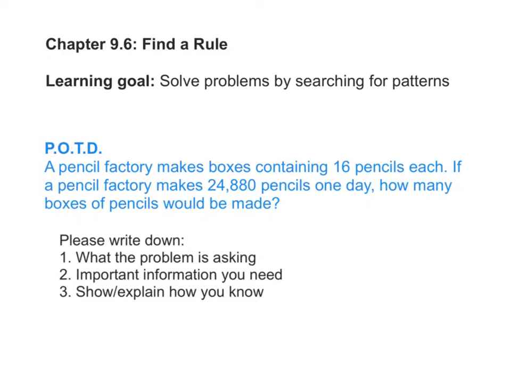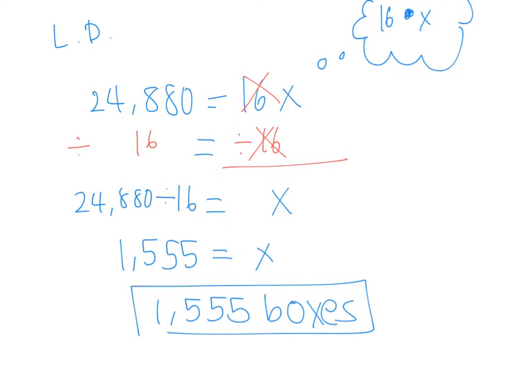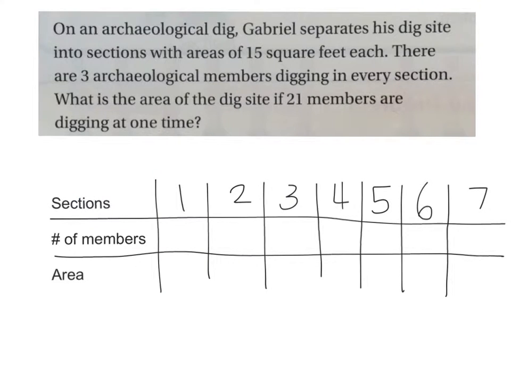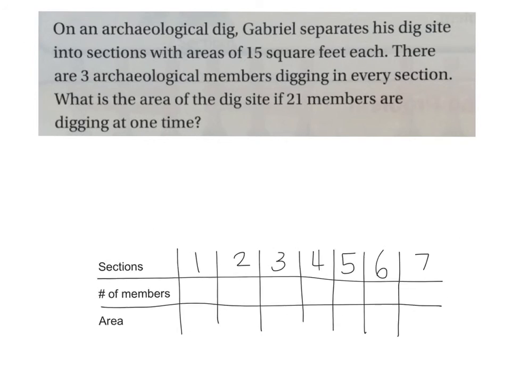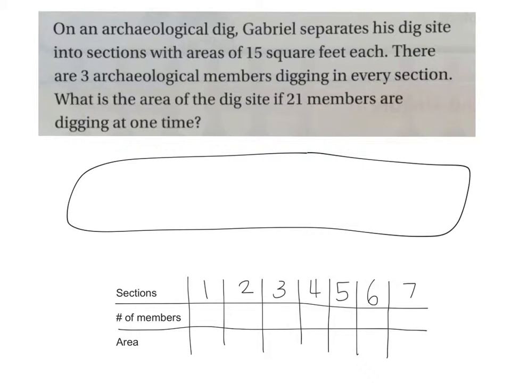But first, of course, let's talk about the problem of the day. So, on an archaeological dig, Gabriel separates his dig site into sections with areas of 15 square feet each, okay? Because he's digging in the earth, and it's a big section that he is dividing, or trying to dig in. It's a huge section. And can one person by themselves dig in a huge area of land? No. So he splits them into sections, okay? And each section is 15 square feet.